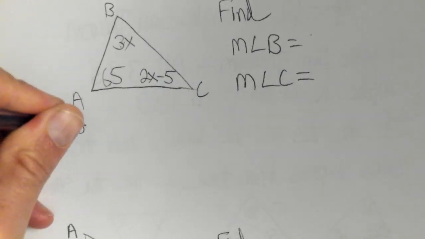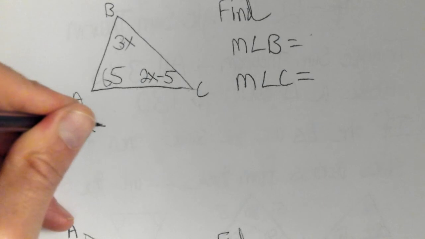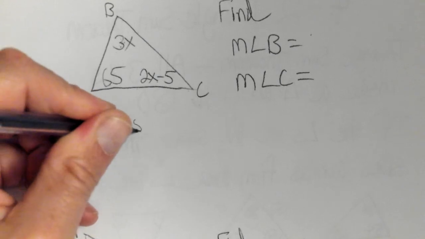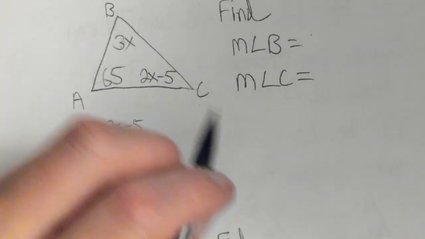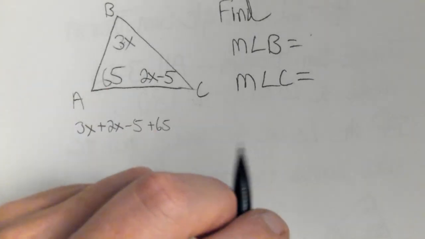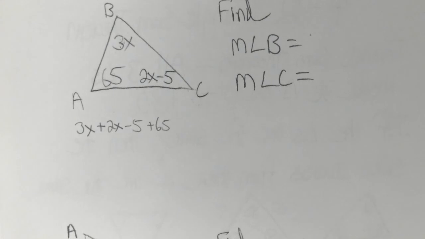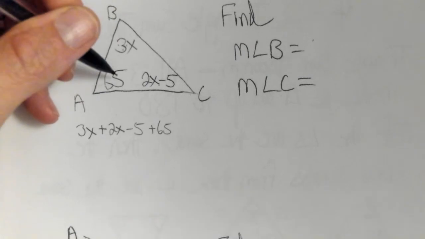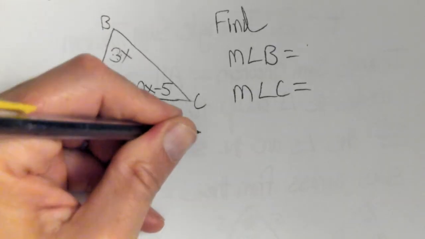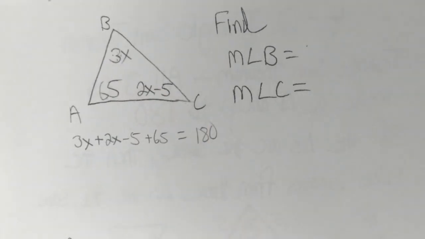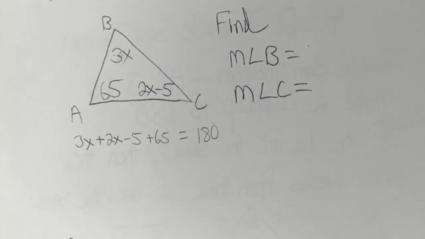It's going to be 3x plus 2x minus 5 plus 65. Now remember, each one of these angles, 3x, 2x minus 5, and then plus 65, okay, they all have to add up according to the theorem to 180 degrees. Alright, so when we are adding up all of the angles on the inside of the triangle, it should add up to 180 degrees.